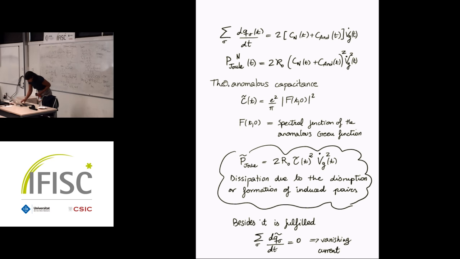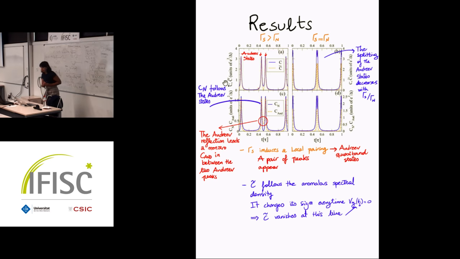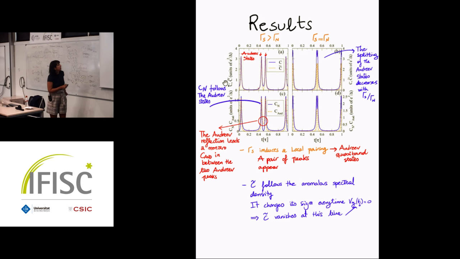Okay, well, these are the results. I'm just briefly telling you some of the main features of the results. Here we have plotted the two capacitances, the normal one and the anomalous one, and we see that in both cases they have two peaks, and the structure repeats in time. So this is versus time. Each peak is just the Andreev quasi-bound state aligned with the Fermi energy in the lead. In that case you get a peak. You know that the Andreev bound states come in pairs, so these two peaks form just one pair.